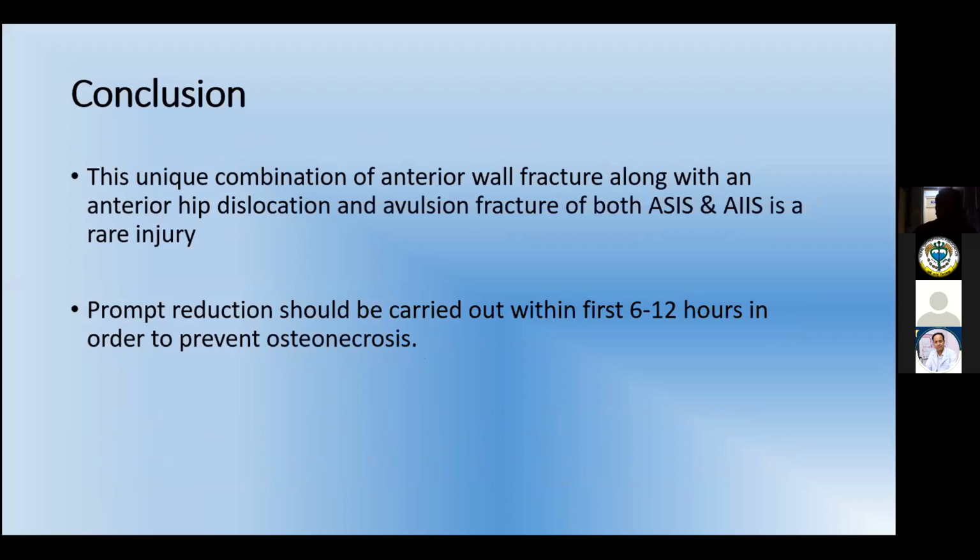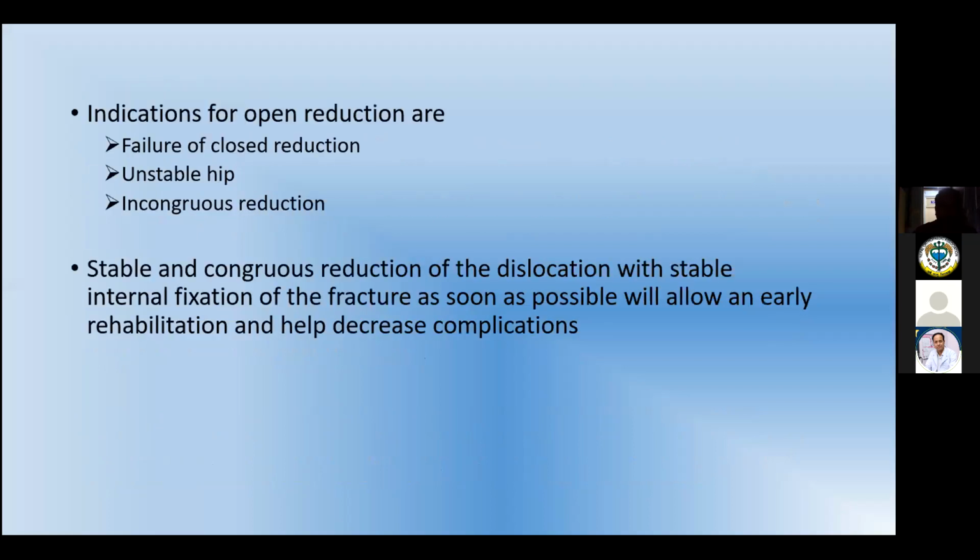The indications for open reduction are failed closed reduction, unstable hip after reduction, and incongruous reduction due to incarcerated fracture fragment or soft tissue interposition. Stable and congruous reduction of the dislocation with stable internal fixation of the fracture as soon as possible will allow early rehabilitation and help to decrease complications. Thank you all.